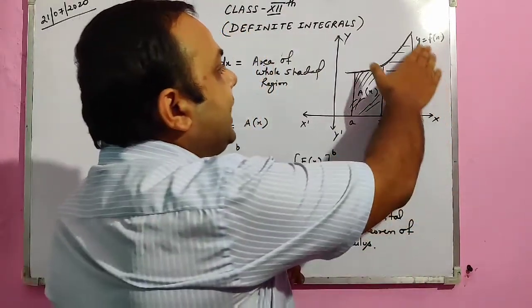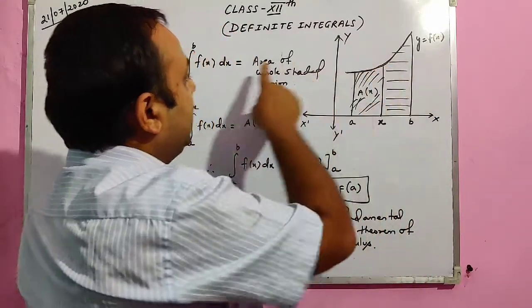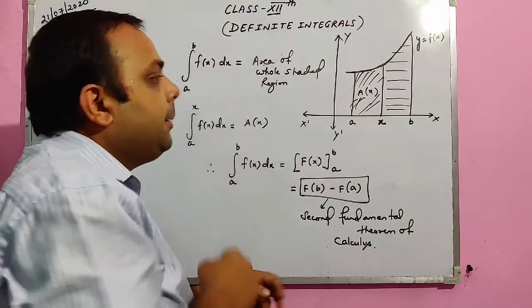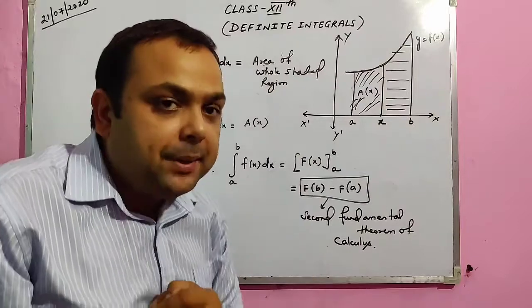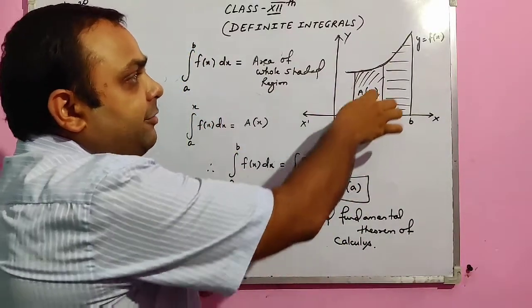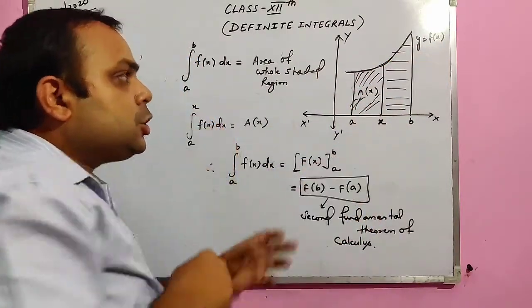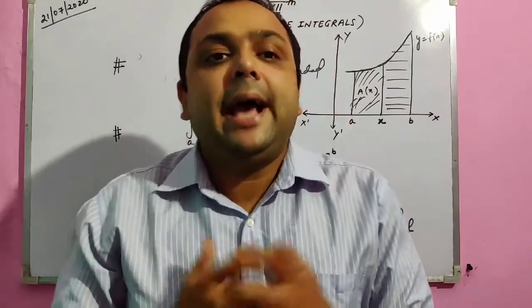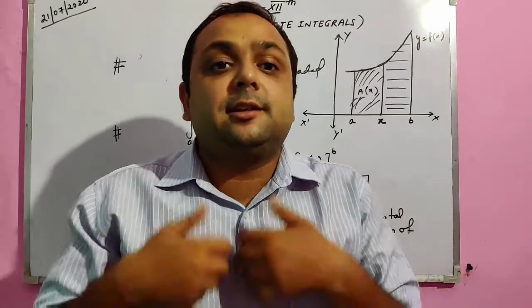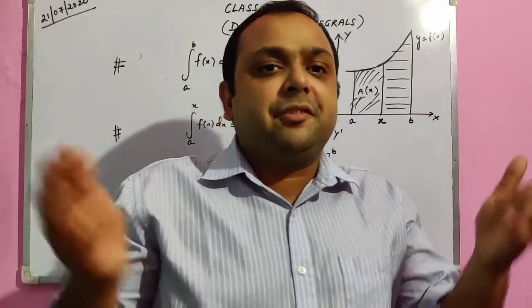Now in order to calculate the area under this curve, we have to do the integration of f of x dx with limit a to b, because it starts at A and ends at B. So this definite integral will help us to solve the problems based on area under the curves, area between the intersection of the curves, and so on.